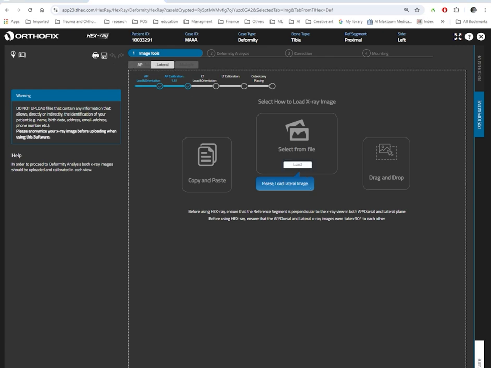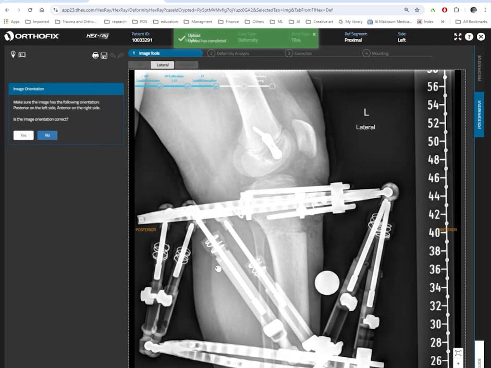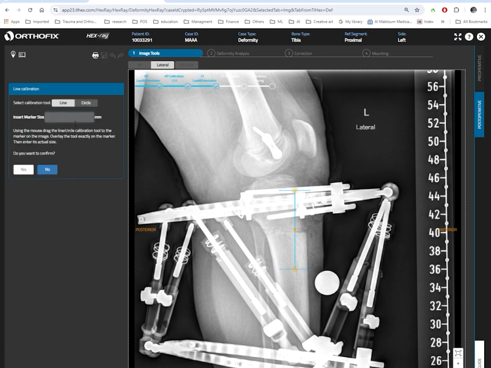I'll do the same for the lateral view. Again, I upload it. Again, it takes a few seconds. Then here we are. Again, it will ask you, is the orientation correct? Top is correct. Anterior is correct. Posterior is correct. So I'm happy with that. It will ask me again for calibration, and I will use the circle. I drop my circle here, and here 25 millimeters.